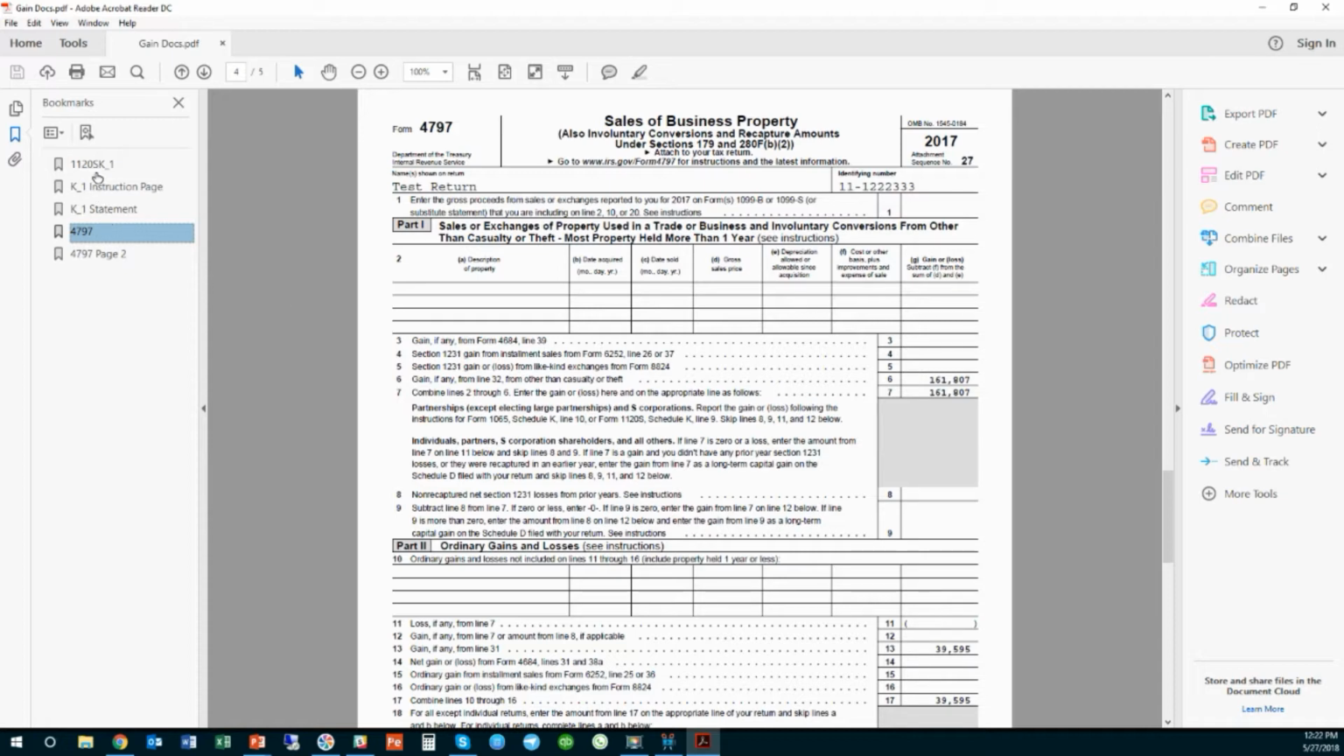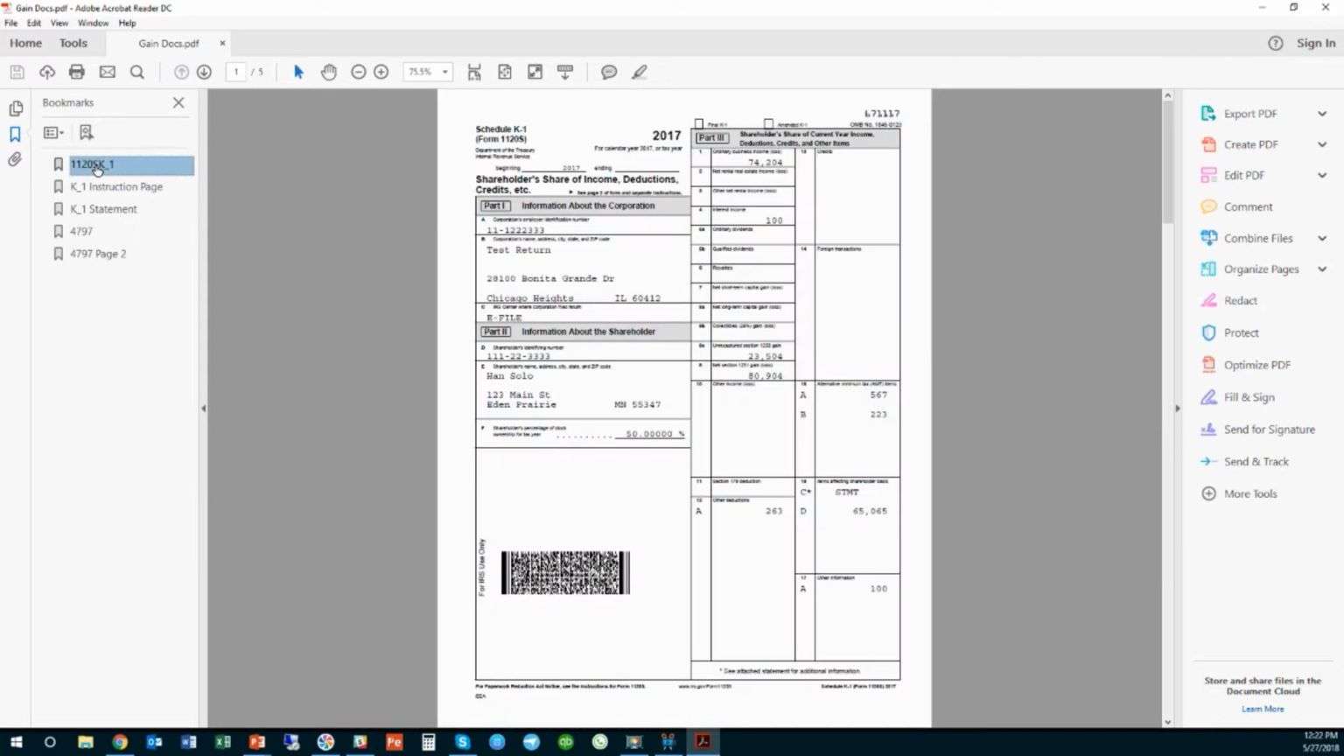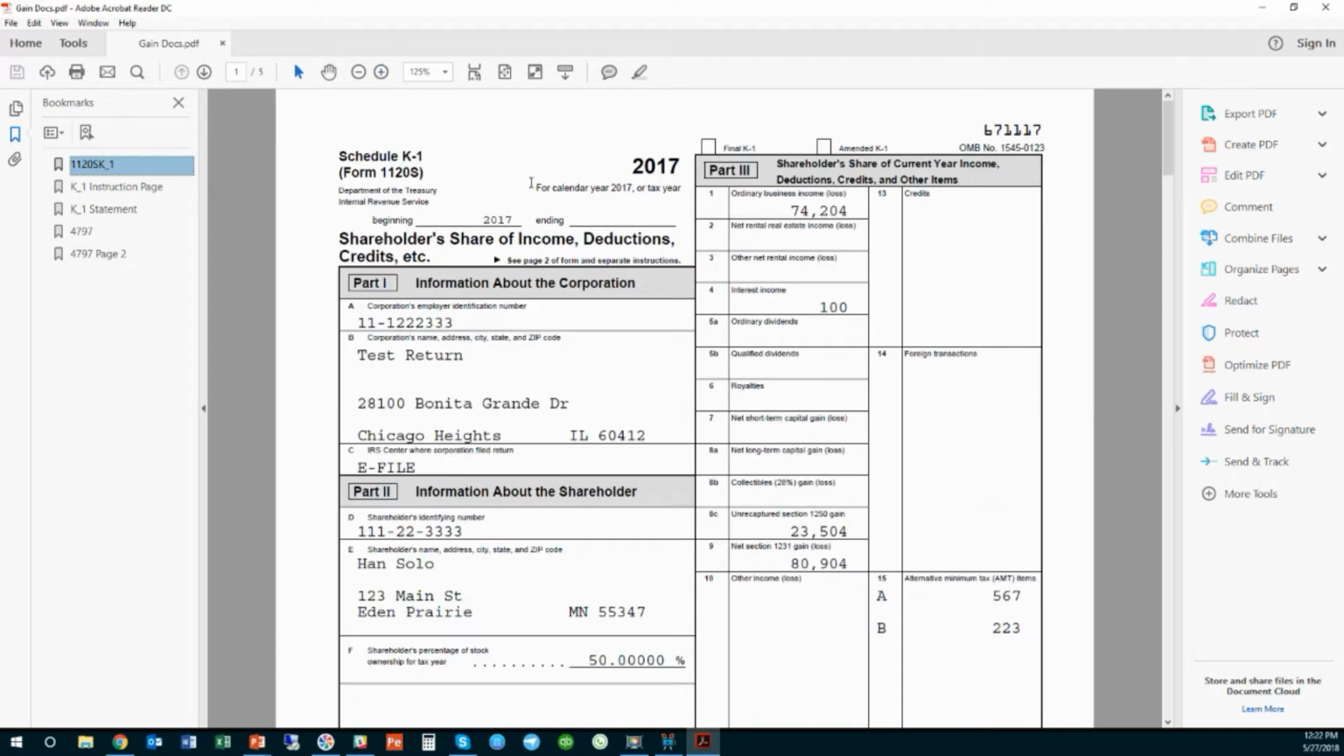Instead, and I've got some other attachments here, you actually have to go all the way to the K1. And the K1 is where it gets broken out. You can see here that here, let me zoom in on this a little bit. Here is the unrecaptured 1250 gain. Remember, we had some depreciation on that building that needed to become unrecaptured section 1250 gain. And because this person owns 50%, they get 50% of that, and the other shareholder gets the other 50%.